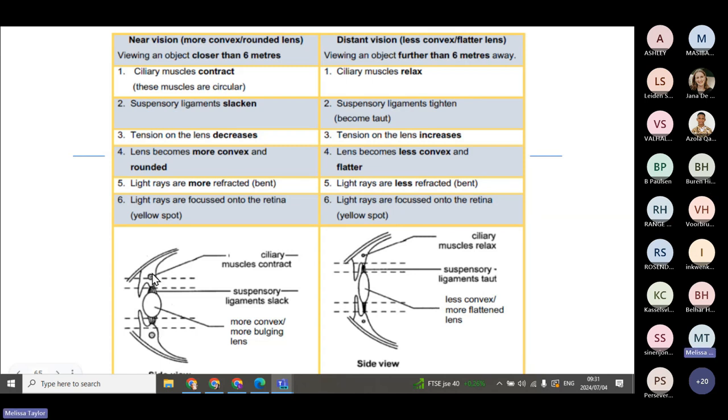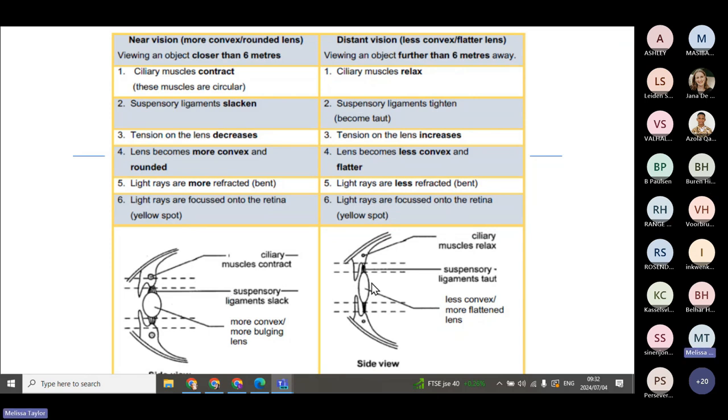Okay. Now, when you're looking at something close, the ciliary muscles contract. And when they contract, they move towards the lens. Okay. So this one's going to move up towards the lens. This one's going to move down towards the lens. And as they contract and move towards the lens, these suspensory ligaments then slacken, which basically means they're not tightly stretched anymore. Okay, so they are more loose. And when they are more loose, they're not pulling on the lens. And when they don't pull on the lens, the tension on the lens decreases and the lens starts to become more rounded, or we say that it's more convex. And the more rounded it is, the more the light is going to bend. Okay, it's going to be refracted more and focused onto the retina.